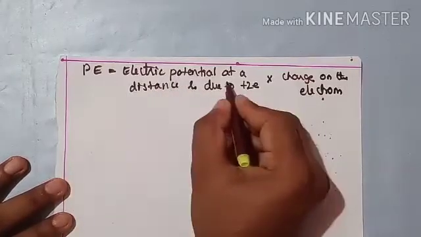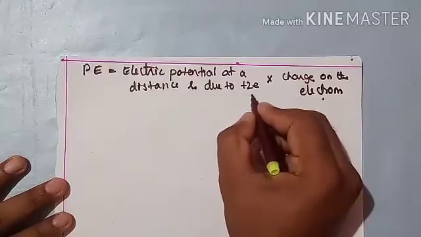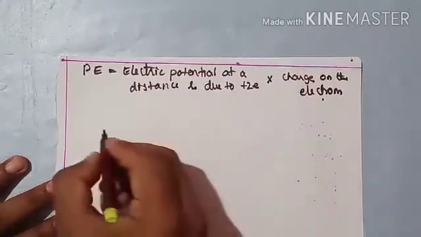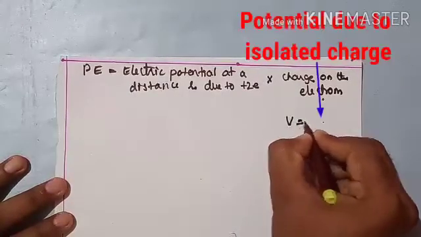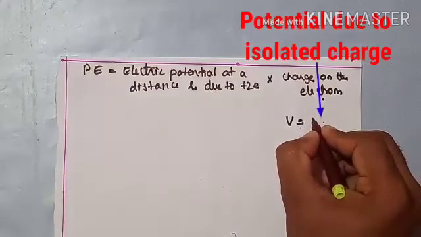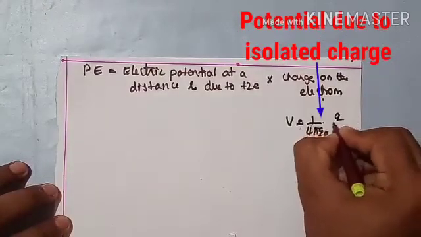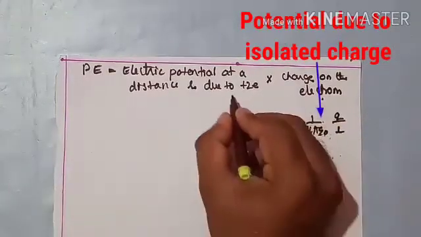Potential energy is equal to the electric potential at a distance r due to the charge plus Ze, that is the nucleus, into the charge on the electron. So you can write it as this equation. The electric potential is given by V is equal to 1 divided by 4 pi epsilon naught Q divided by R. But here Q is nothing but Ze.